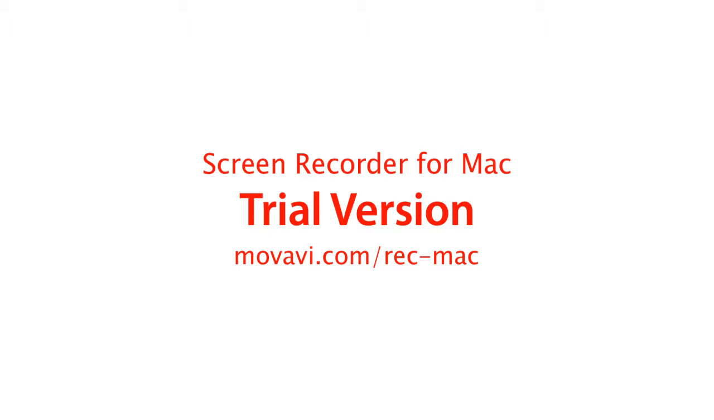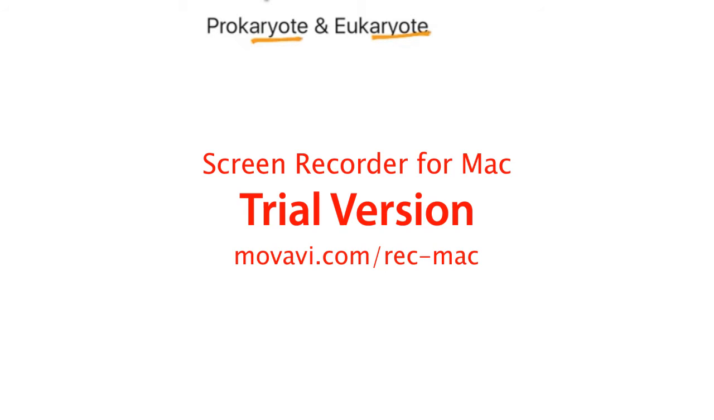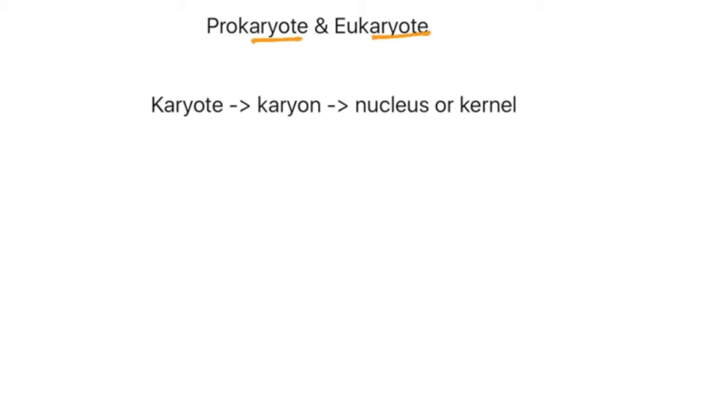So, first off, let's take a look at these names. We have prokaryote and eukaryote, and we can break both of these words down. The first thing we're going to start with is what they have in common, and what they have in common is karyote. What karyote means is, it comes from the word that means nucleus or kernel. So what that tells us is one of the major differences between them is going to involve their nucleus.